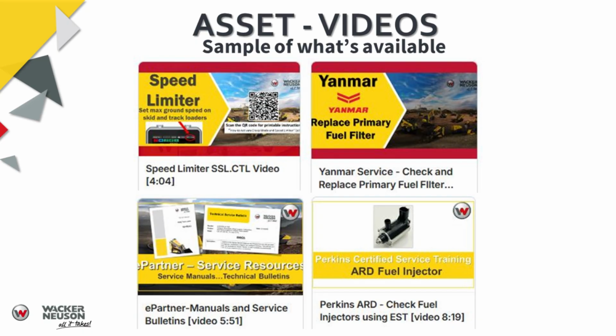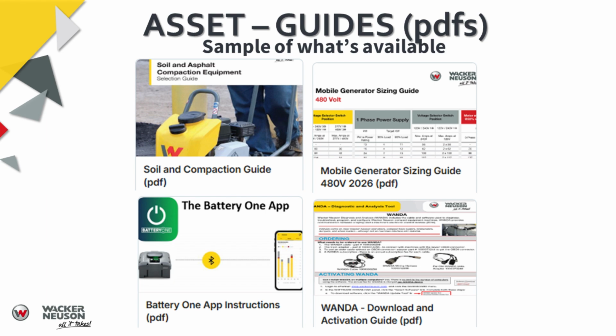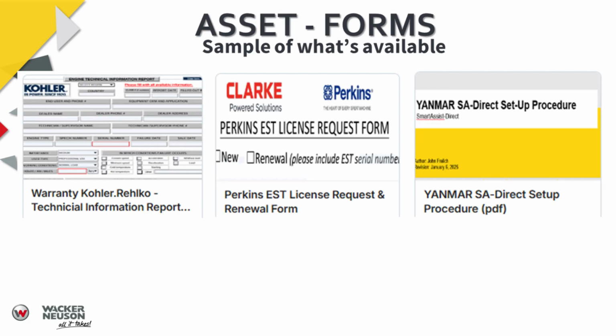There are videos for setting speed limiter on a track loader, Yanmar replace primary fuel filter, using ePartner, and for checking fuel injectors using Perkins EST. Guides, several guides, or PDFs are available. You can find our soil and compaction guide, generator sizing guide, guide to the Battery One app, auto start programming guide for light towers, and our Wanda download and activation guide. Forms. The university has licensing forms for Kohler, Perkins, and Yanmar certification and licensing.